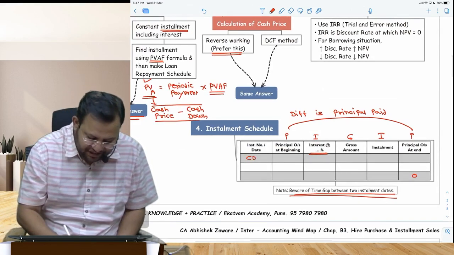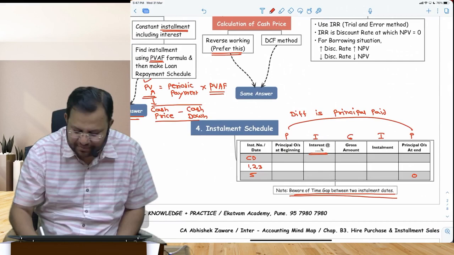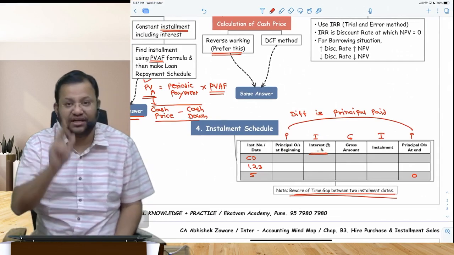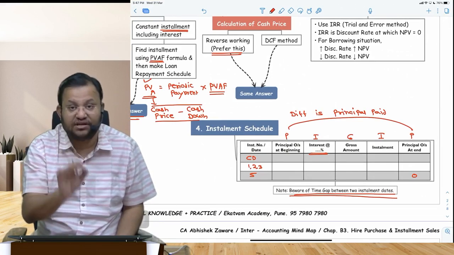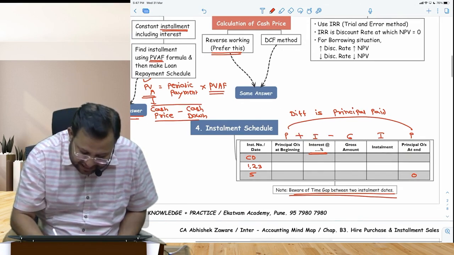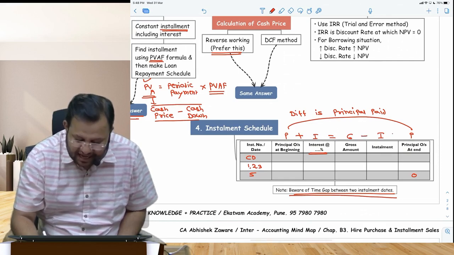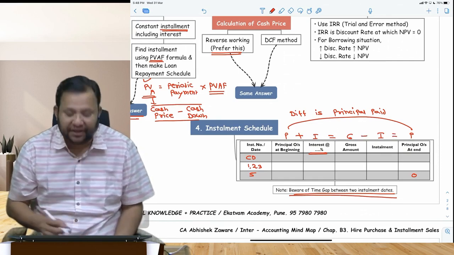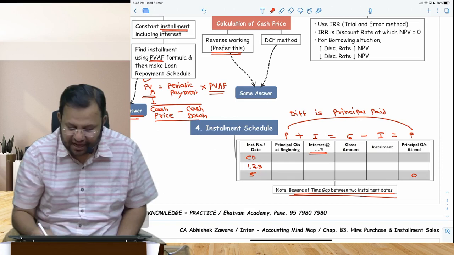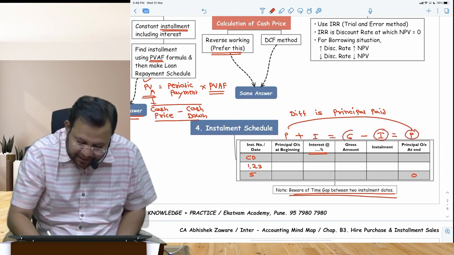We say cash down, installment number 1, 2, 3, 4, make separate rows like this, and this was the fifth installment, at the end of the fifth there is 0, so you should do reverse working. But remember, while doing reverse working, beware of the signs. Why? P plus I is equal to G, G minus I is equal to the ending P. So when you come in the reverse direction, this principal plus installment will be the gross amount.